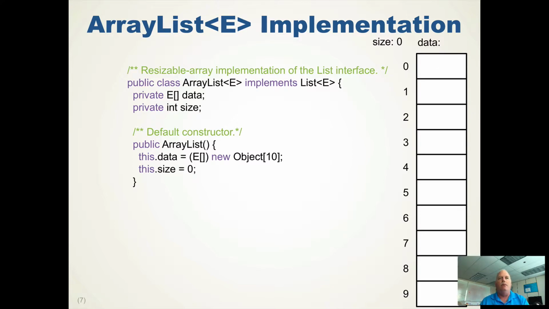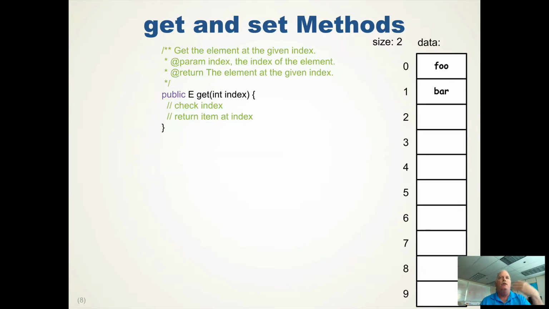So now let's talk about the first set of methods, which is how we get and set the items in the list. For example, I have a list here of size 2. It's got foo and bar in it, and I want to get something at an index. Well, I can't get something at 9 because the list doesn't have that many items, and I can't get something at a negative number, so I've got to check that the user of my list gave me a good index. So I check the index, and if that succeeds, then I can return the item at that index because it's a valid index.